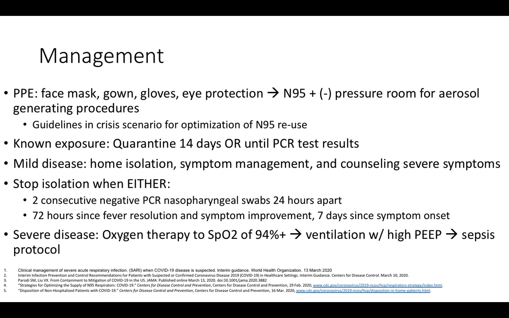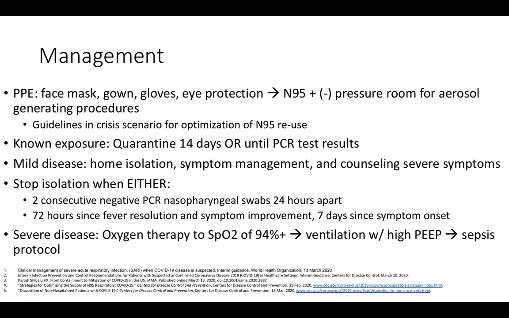In terms of patient management, we're going through non-treatment management strategies. Here we have strategies for personal protective equipment based on the evidence we have thus far for mechanisms of disease spread. So the recommendation now is a face mask, gown, gloves, and eye protection, with N95s reserved for aerosol generating procedures. And there are also guidelines in place for crisis scenarios, given that we're already in an N95 shortage, and in mask, gown, and glove shortages. There are guidelines for how to optimize reuse of this personal protective equipment if it ever comes to that level.